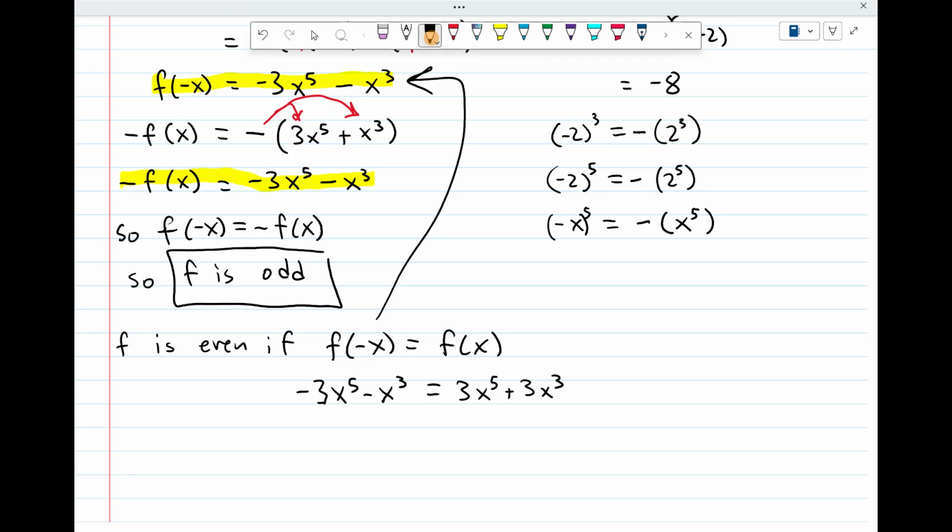Now, how do we know if these are equal or not? Well, let's just test some numbers. If you plugged in 0, these would actually be equal to each other, right? You would get 0 equals 0. But in order for these to be equal equations, they need to be equal no matter what x we plug in. So let's plug in x equals 1.